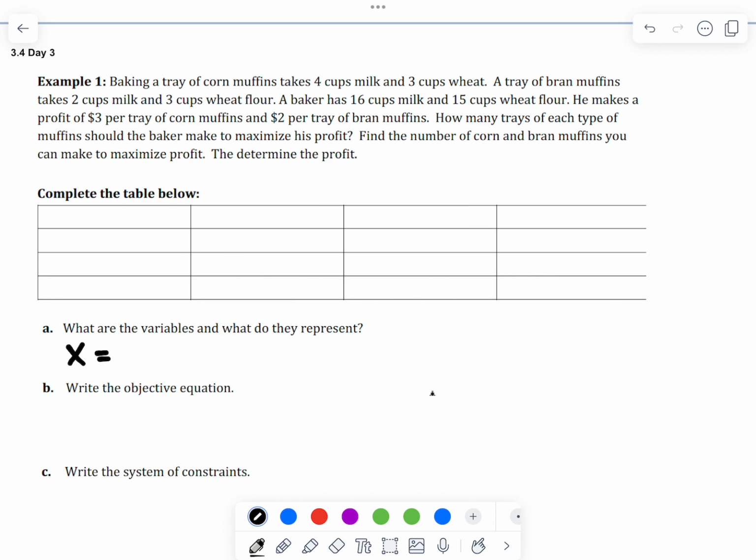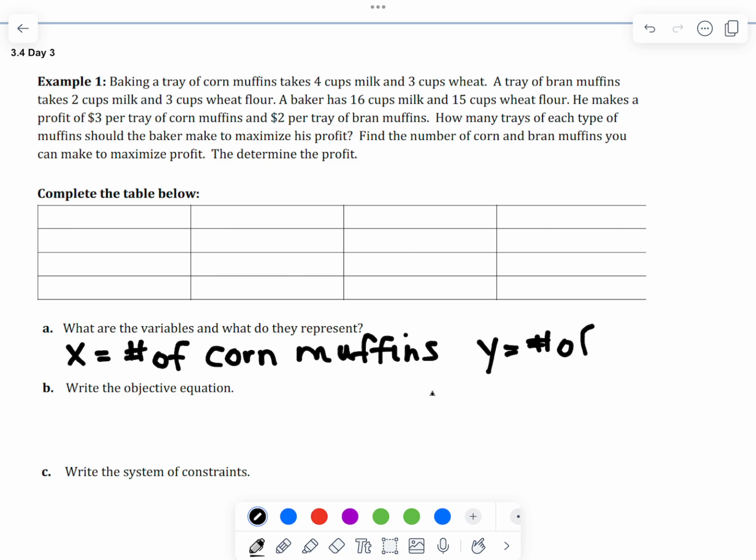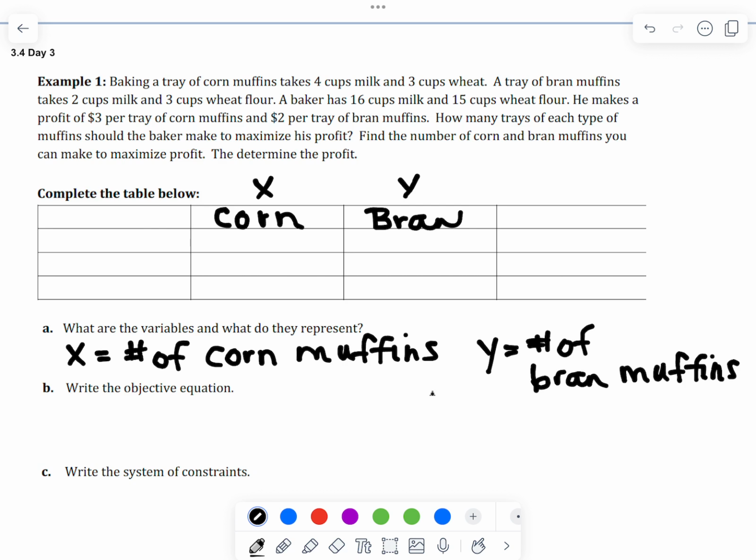My x is going to represent the number of corn muffins, and we'll let y equal the number of bran muffins. So this will be my x and my y, corn and bran. Then we have some restrictions. We have milk and wheat, and then their maximums allowed.